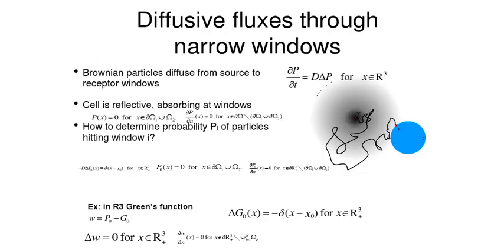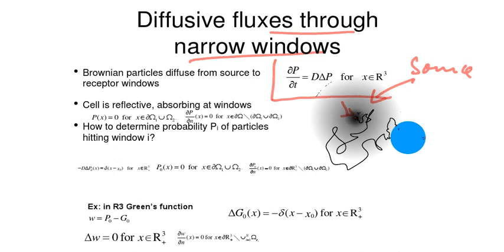So, diffusive fluxes through narrow windows. What are we interested in? We are interested in the distribution of, first of all, particles that would be emitted at a source. This is the source location, and each particle moves independently, so the concentration satisfies the classical diffusion equation, dp/dt equals D Laplacian p, where D is the diffusion coefficient. And this is the cell that will sense the motion of particles.